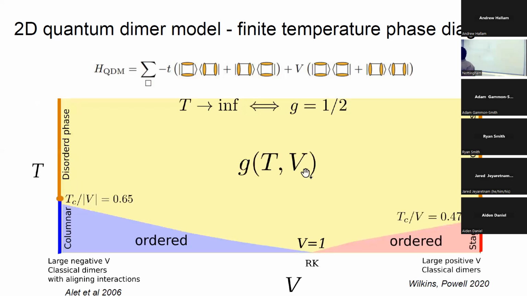Now, the gapless phase can be further classified based on the effective value of G, and what we managed to do using our algorithm is to map out the values of G in this critical phase.